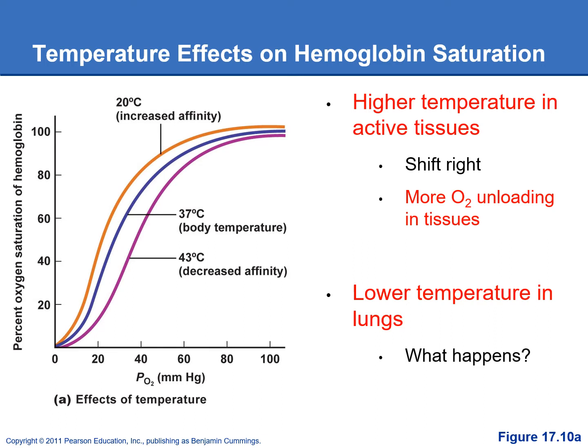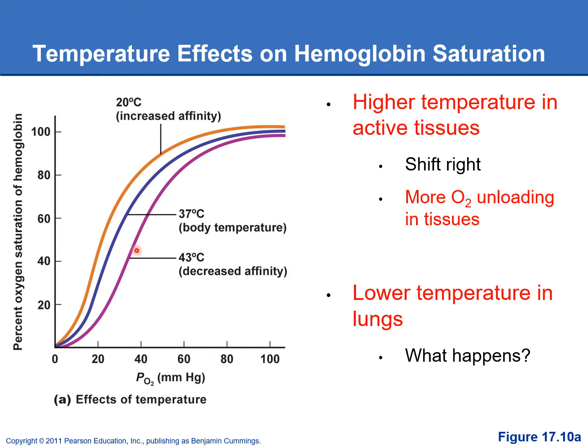At the normal body temperature of 37 degrees Celsius, here's the normal hemoglobin-oxygen dissociation curve in the middle in dark blue. But if you start exercising, those active tissues will increase the local temperature around them, and that will shift the curve to the right, which is actually good because in the tissues you do want to shift to the right, because then you can unload more oxygen at the tissues because hemoglobin isn't going to bind to it as well.